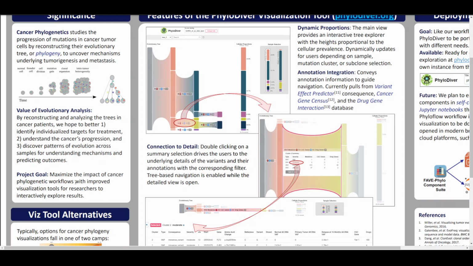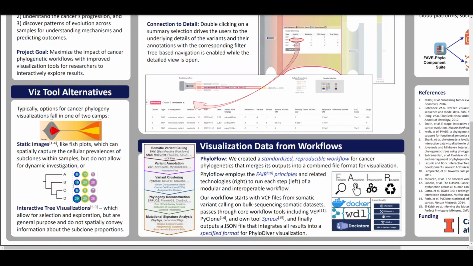visualization tools for researchers. So standard visualization tools typically fall in one of two camps, sort of static images like this fish plot shown here, which can spatially capture the cellular prevalences of different subclones in the samples, but really do not allow for dynamic investigation.